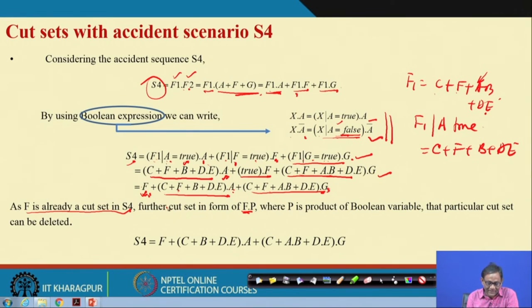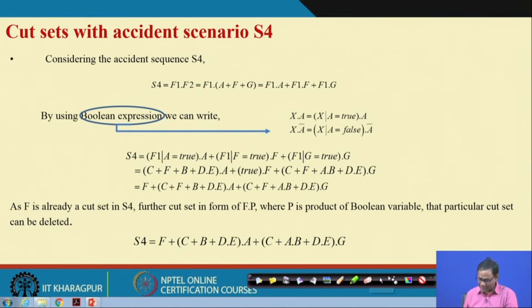So that means this results into this. What will happen? F, then C plus B plus D, C plus B plus D into A, because this intersection is not required. Similarly, C plus AB plus D into G, so this is not required. If you proceed in this manner, what will happen further?